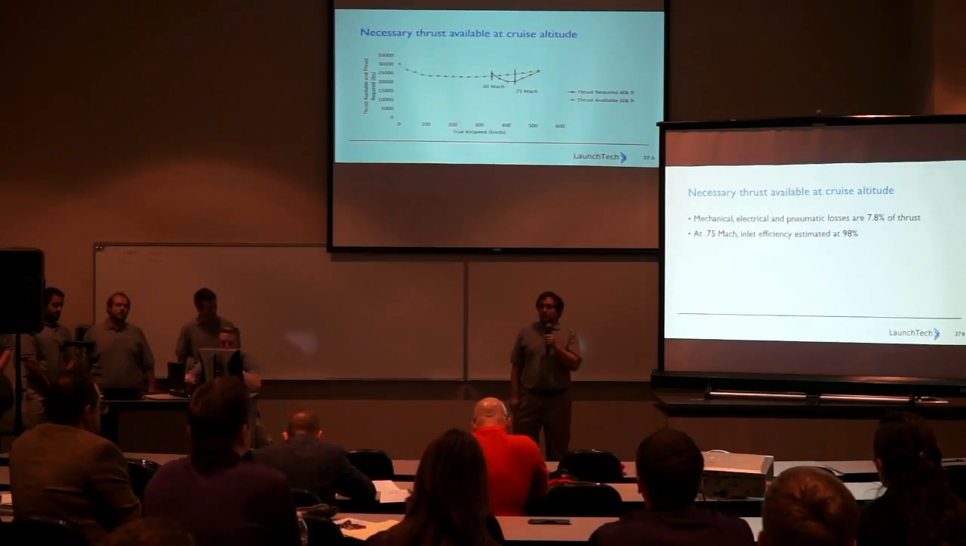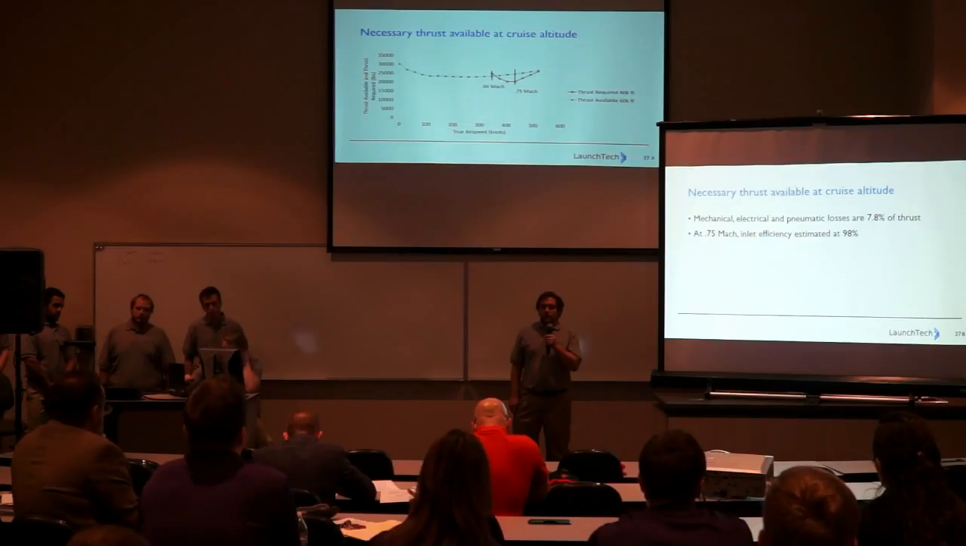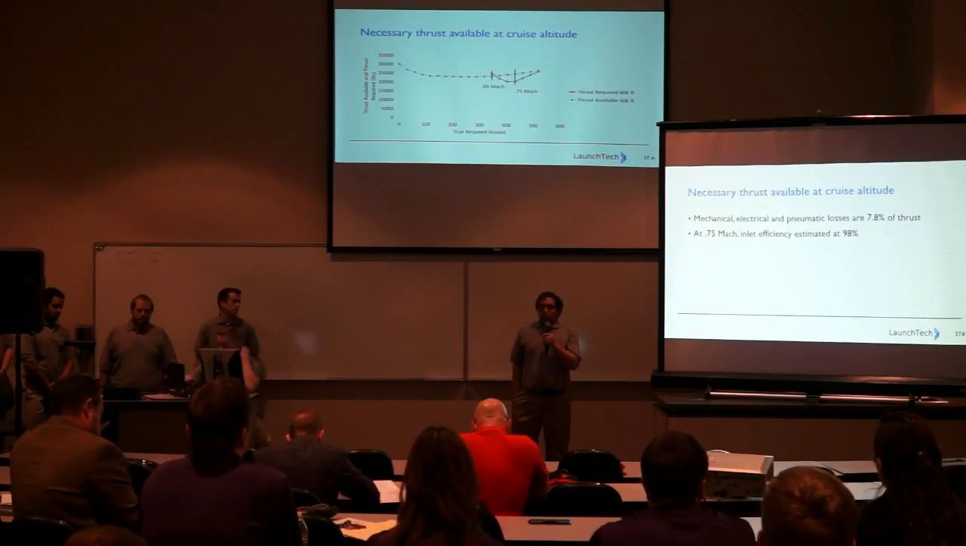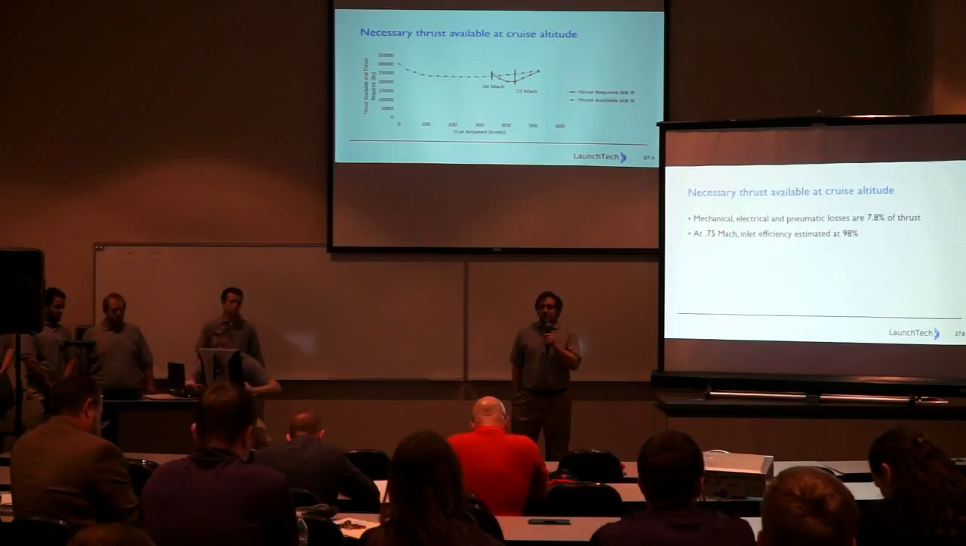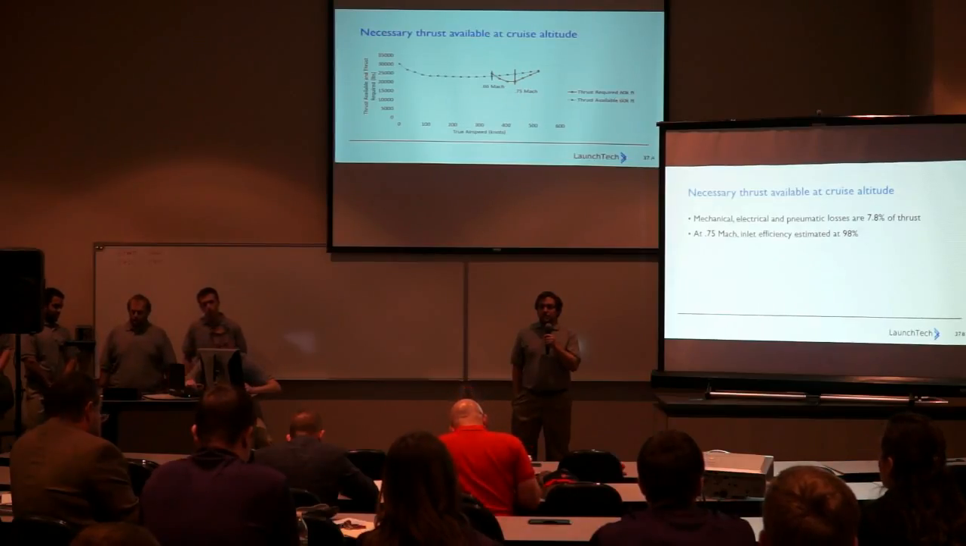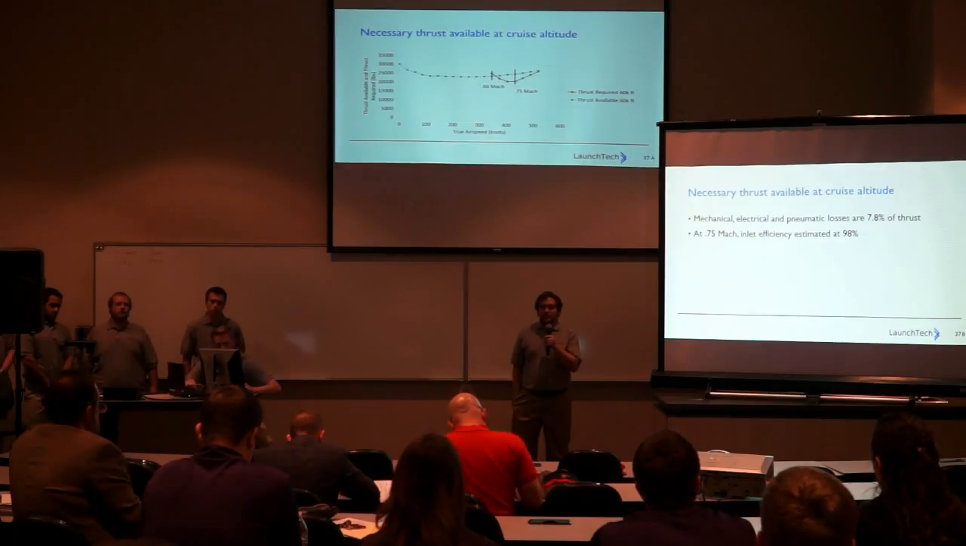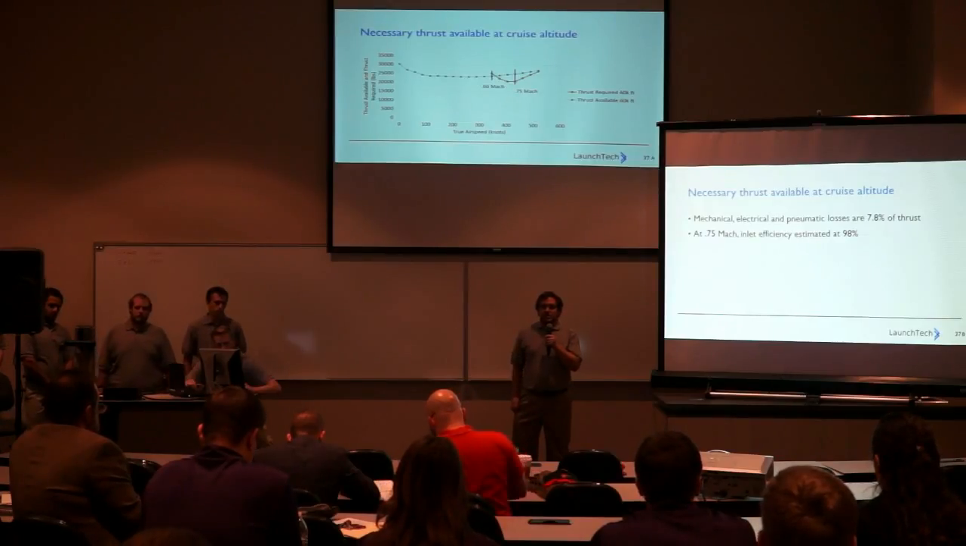For the thrust available, an estimated 7.8% losses due to mechanical and other losses was chosen, with an inlet efficiency of 98%. Thrust required was given a conservative estimate due to the likelihood of under-predicting drag and the effects of the ambassador on the total drag when releasing into the airflow.